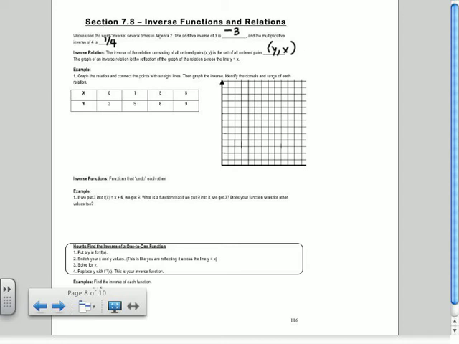Okay, so if I have (0, 2), (1, 5), (5, 6), and (8, 9) for my normal function, that's f of x, or my normal relation, then f inverse of x is going to be just switching all of those values. So let me write the t-table for it. I'm going to get (2, 0), (5, 1), (6, 5), (9, 8). So I'm going to get those points.